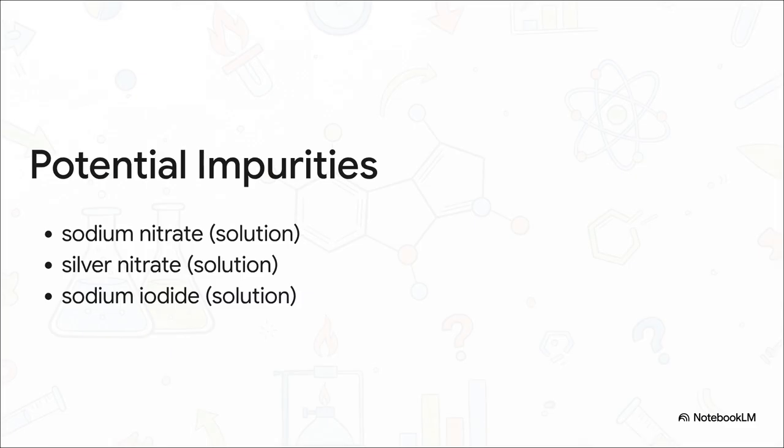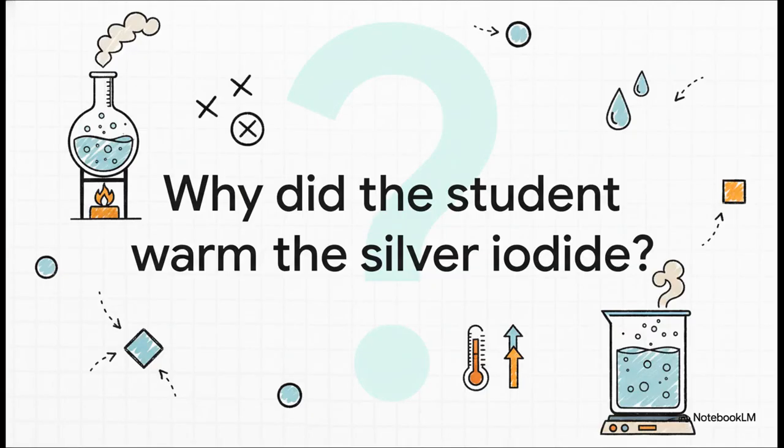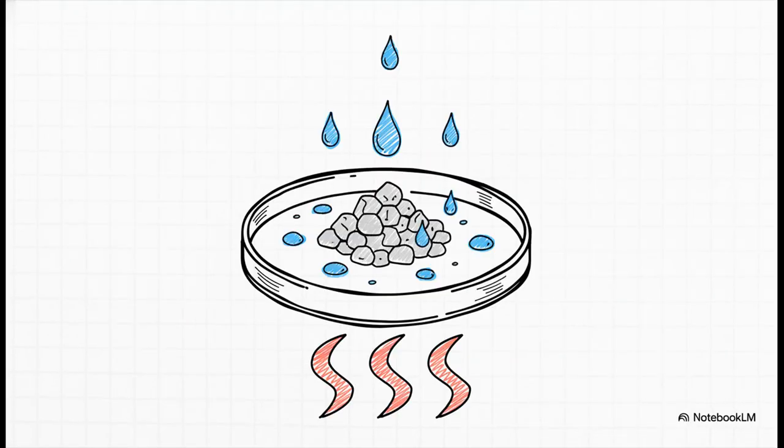But you'd also get the mark for naming any leftover reactants, so unreacted silver nitrate or sodium iodide would also be perfect. Any one of those 3 gets you the point. And the last 1 marker in this section, the student then warms the silver iodide. Why? What's the point of warming a wet solid in a lab? You got it. It's simply to dry it out. The official answer is to remove or evaporate the water.